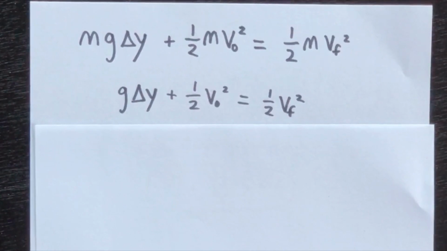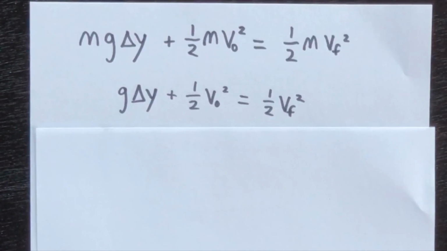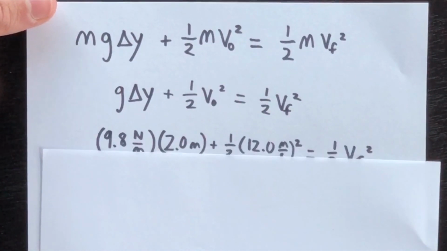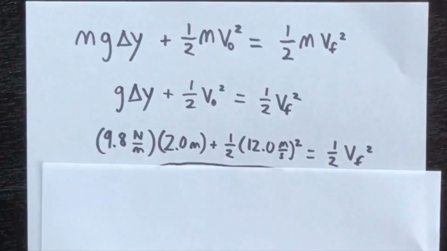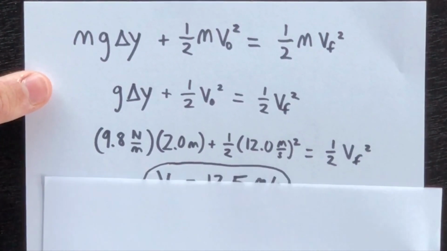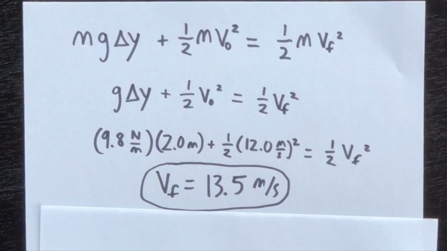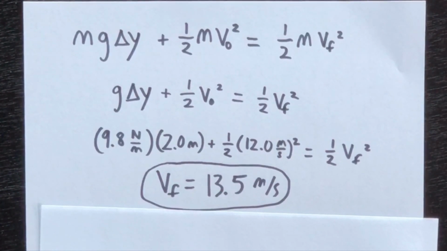Next, we can just plug in the numbers that we know. g is 9.8 newtons per kilogram. Delta y is 2 meters. The initial velocity is 12 meters per second. So if we do this in a calculator, we can find out that when the ball lands, it's traveling at 13.5 meters per second. Well, you may be thinking to yourself, that's all great, but what if I want to throw it with an initial launch angle? That's no problem.